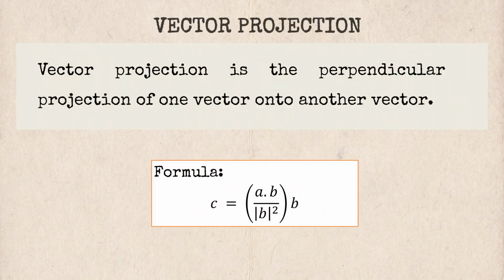The next is vector projection. Vector projection is the perpendicular projection of one vector onto another vector. It is commonly used in physics and engineering. The formula is the projection of vector A onto vector B.